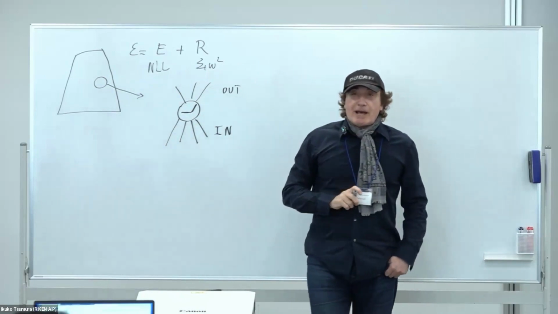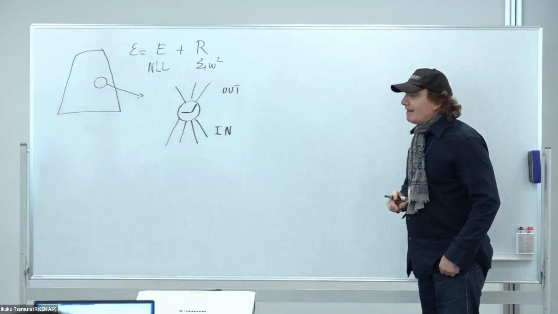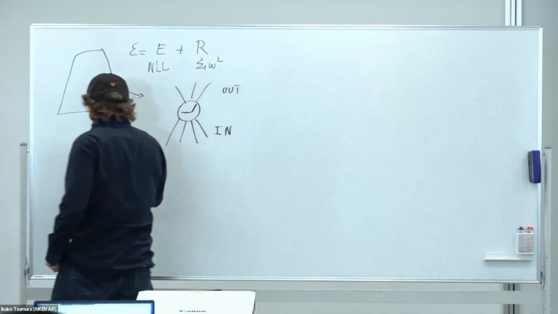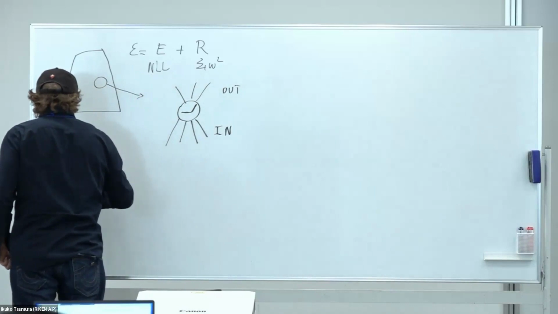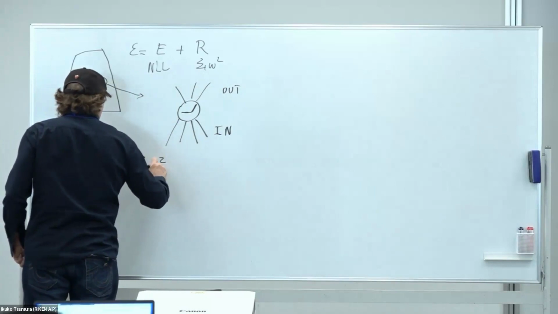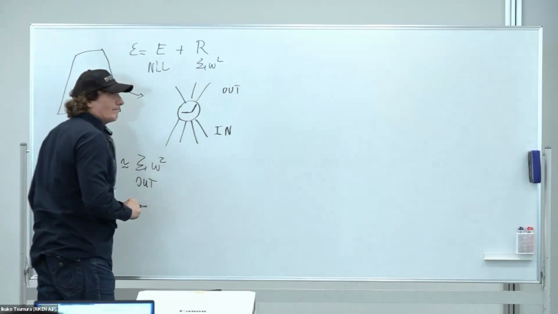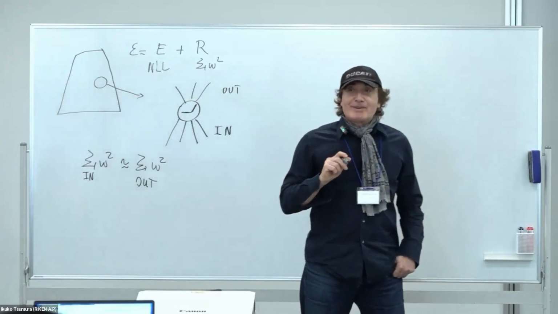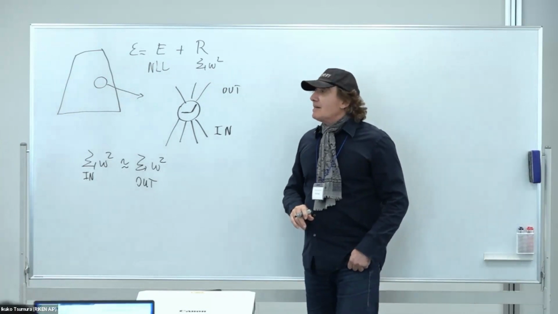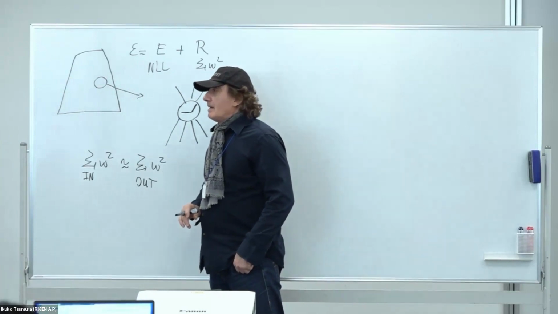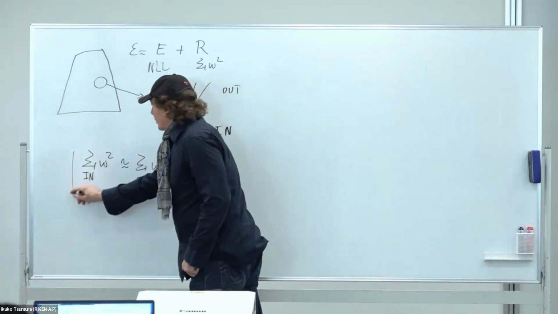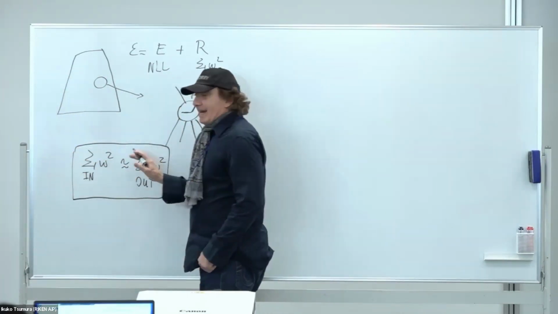You look at this neuron under the microscope, and suddenly you're going to see something amazing. You're going to see that the sum of the incoming weight squares is approximately equal to the sum of the outgoing weight squares. Has anybody seen this before in this room? Nobody. I'm getting there. So you get this amazing relation, which I call synaptic balance.